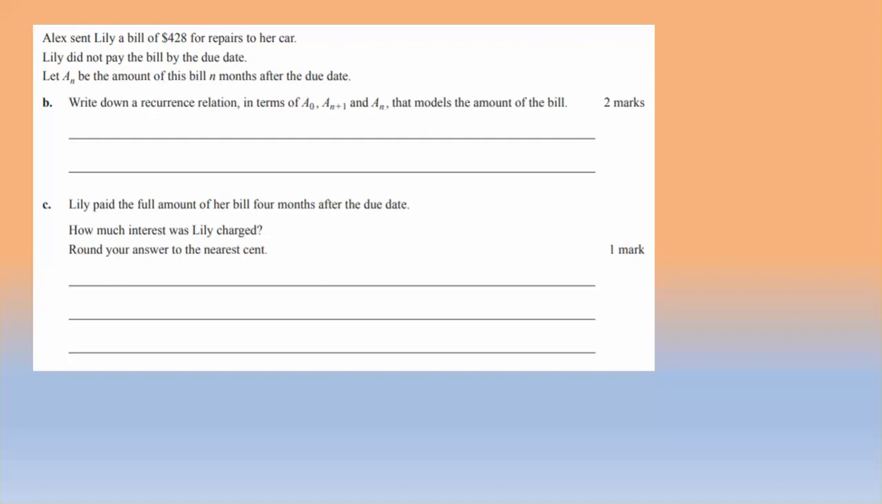Alex sent Lily a bill of $428 for repairs to her car. Lily did not pay the bill by the due date. Write down a recurrence relation in terms of A_{n+1}, A_n, that models the amount of the bill. All right, so remember to keep the A's the same. There's always two parts of a recurrence relation. Initial, A0 equals, how much was the bill at the start? 428. And remember our general formula, we've got A0, the principal, and then A_{n+1} equals R times A_n. I need to work out R.